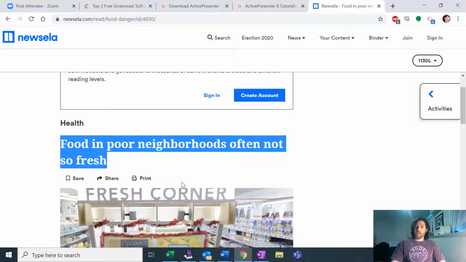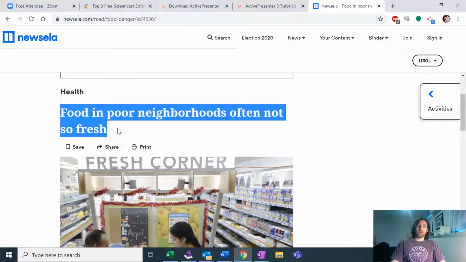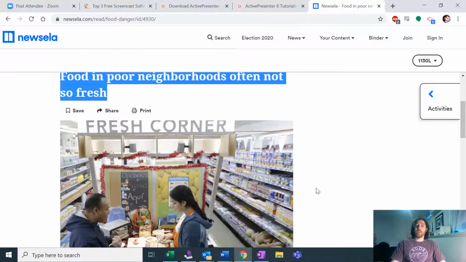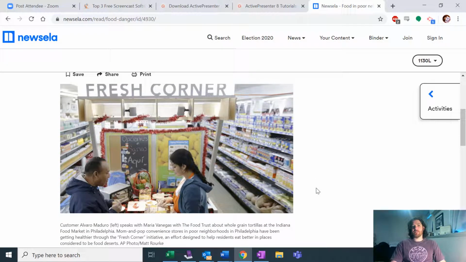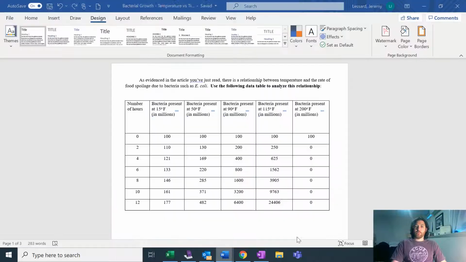So by now you should have read this article from News ELA about food scarcity in poor neighborhoods. One of the highlights of this article is about bacteria growth due to poor temperature control in these markets. And we're going to investigate that a little further with this assignment, which is called Bacterial Growth, Temperature versus Time.